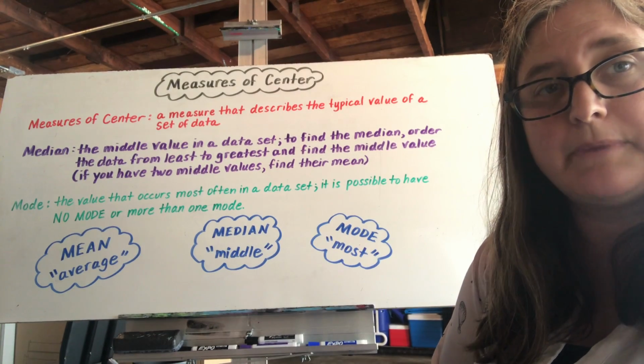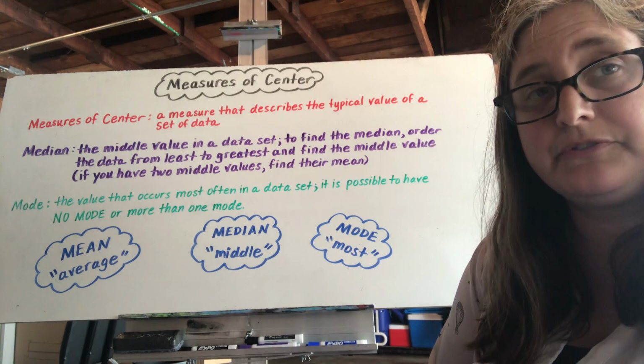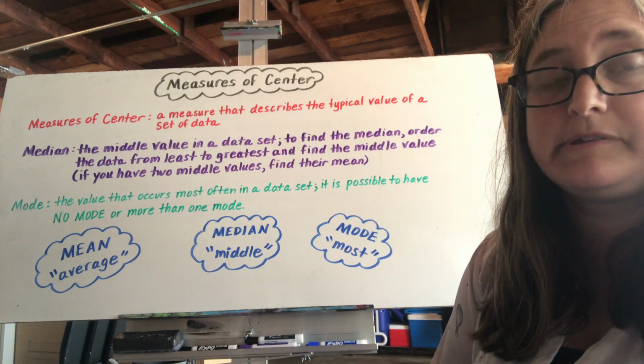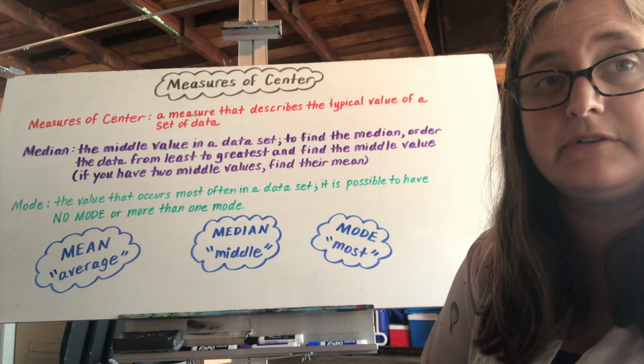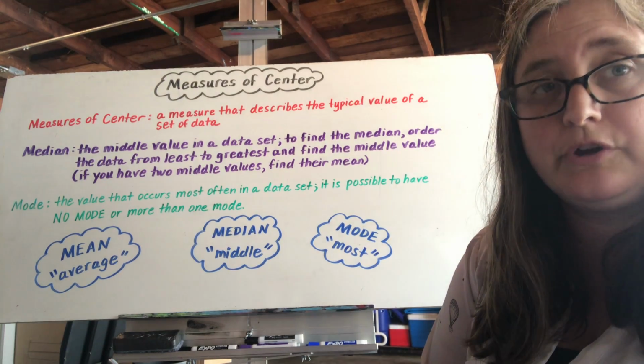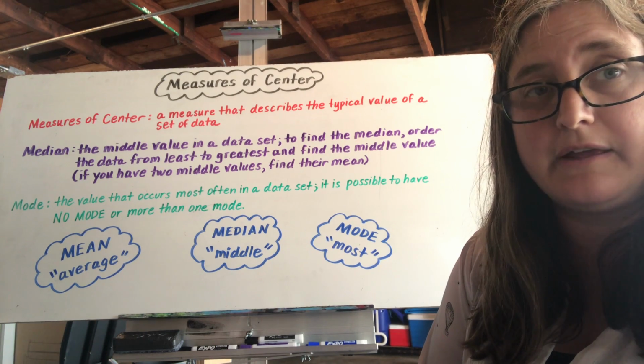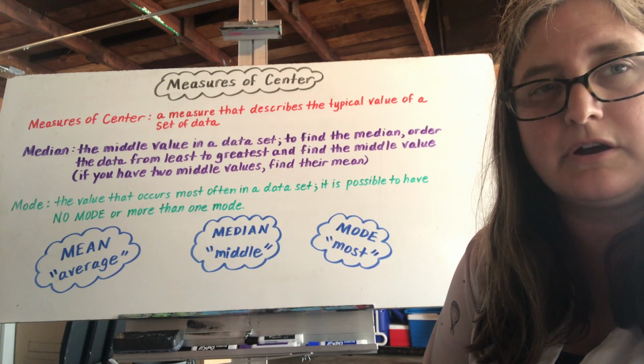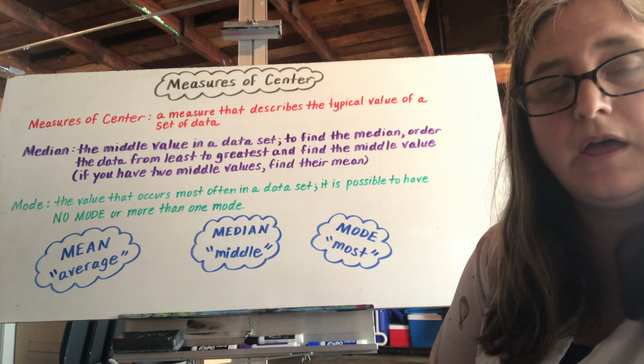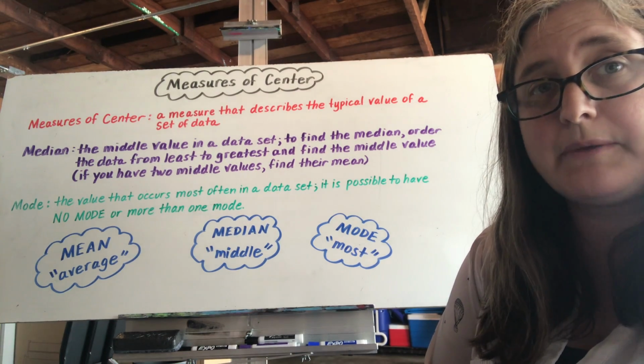Today we're talking about measures of center. A measure of center is a measure that describes the typical value of a set of data. So a good measure of center, like the name says, is going to be in the center of all of your data. The median is one example of a measure of center.